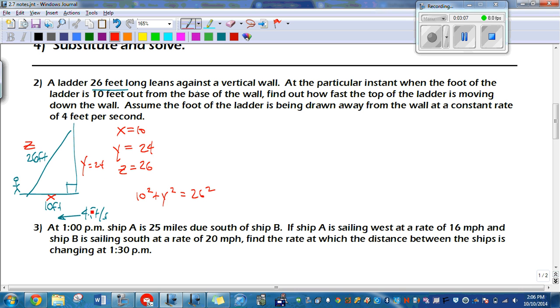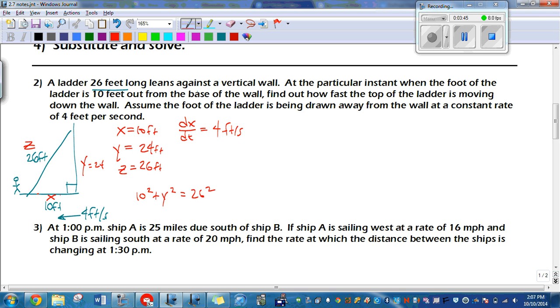and we're given this other piece of information here, this 4 feet per second. That is our dx dt. That's the change in x with respect to time. X is changing, this distance is changing at 4 feet per second. And since that distance is getting bigger, that means this is going to be a positive 4 feet per second. If this ladder was getting closer to the wall, X would be getting smaller, so this would be negative because it would be decreasing.